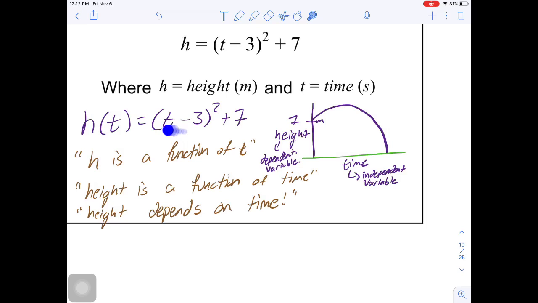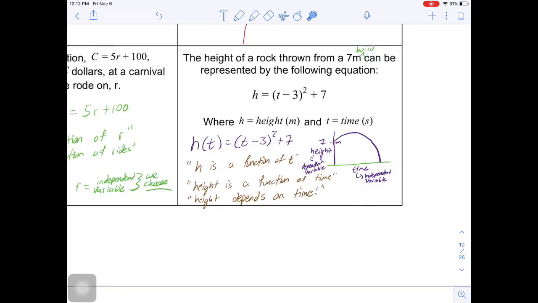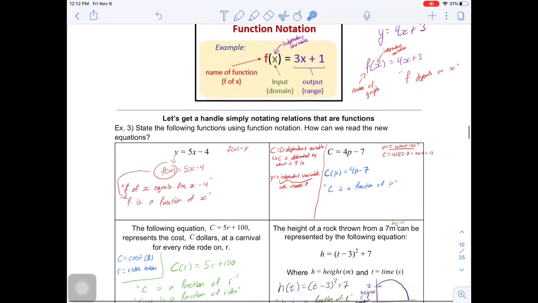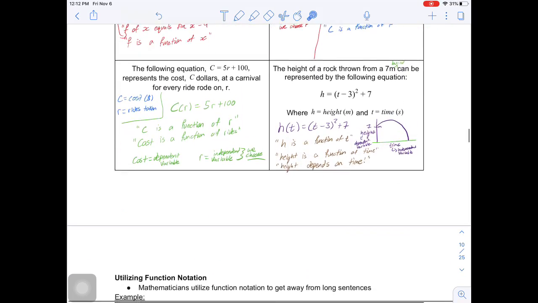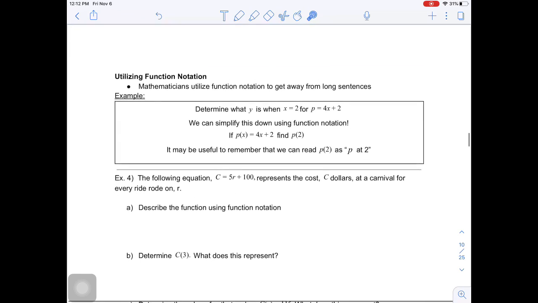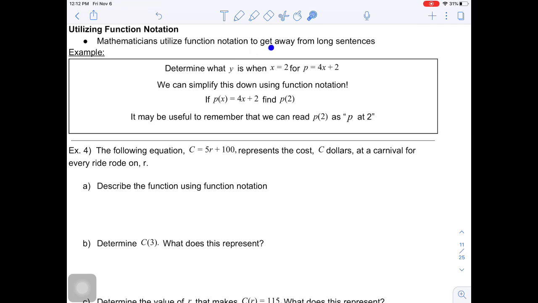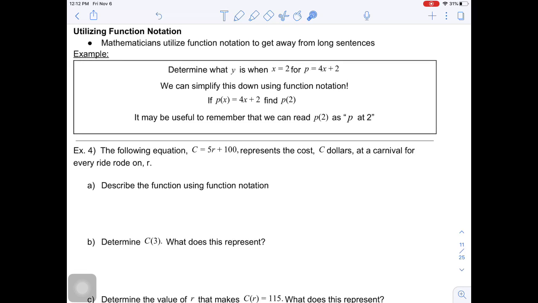Okay, so that's how we describe function notation. Again, is this h times t? Not at all. This is just saying in a new name that h, which is this equation, depends on the time that you plug in. Okay, so definitely some new way of thinking about equations and how to name them. Okay, so let's maybe move on and actually learn how to utilize function notation. So mathematicians can utilize function notation to get away from long sentences, essentially. Instead of always having to describe things in words, we can just use function notation really easily.